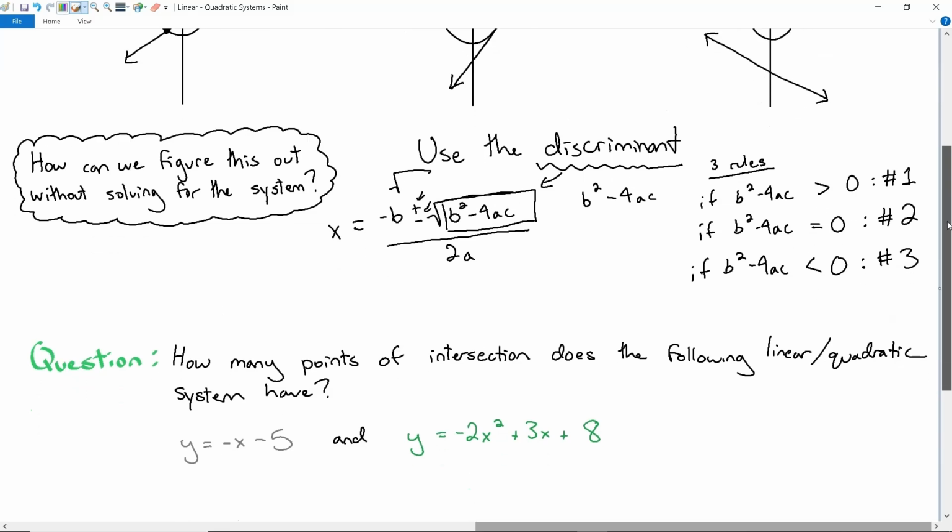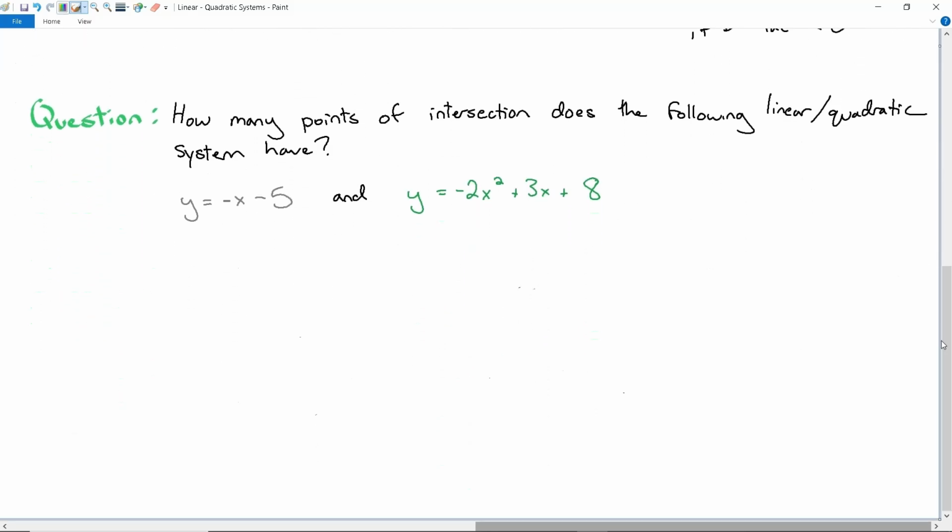So let's put it to use. This question asks, how many points of intersection does the following linear quadratic system have? Okay, first things first, I need to create my combined quadratic by setting these two equations equal to each other. And that will be very similar to what we did in the first question. And I'll just move all this over to the right side again.